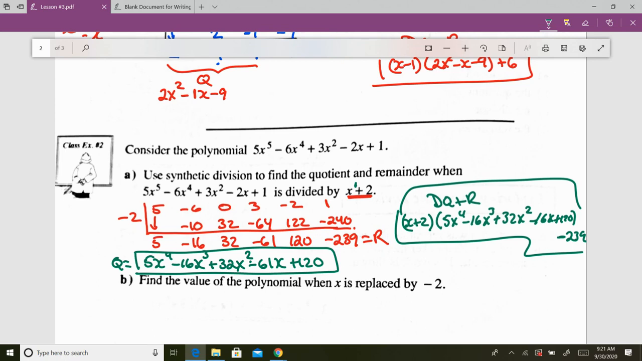This is the way I would prefer you use it in this class, because this is how I'm going to do all my examples. I'm going to use synthetic. When we start factoring, that's where all this gets used, to factor polynomials higher than second degree quadratics. You might have to do it multiple times. So long division is going to be huge, whereas synthetic is super quick and short.